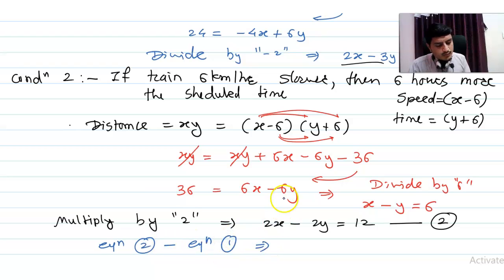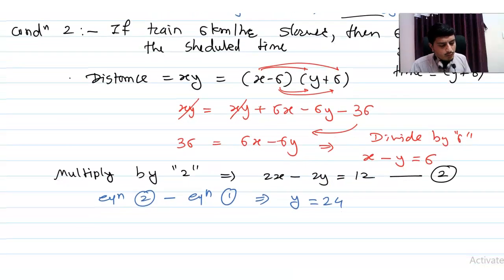So 2x minus 2x gives us 0, getting cancelled. Minus 2y plus 3y, minus minus becomes plus because we are subtracting here. So minus 2y minus minus 3y, we get y, which equals 12 minus of minus 12, minus minus becomes plus 12. So 12 plus 12 is 24. So now the y value is 24. That means the time required is 24.